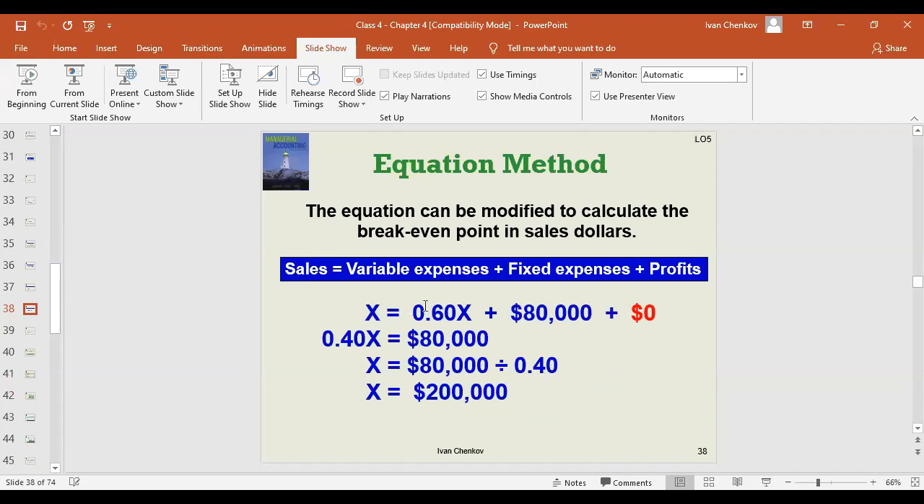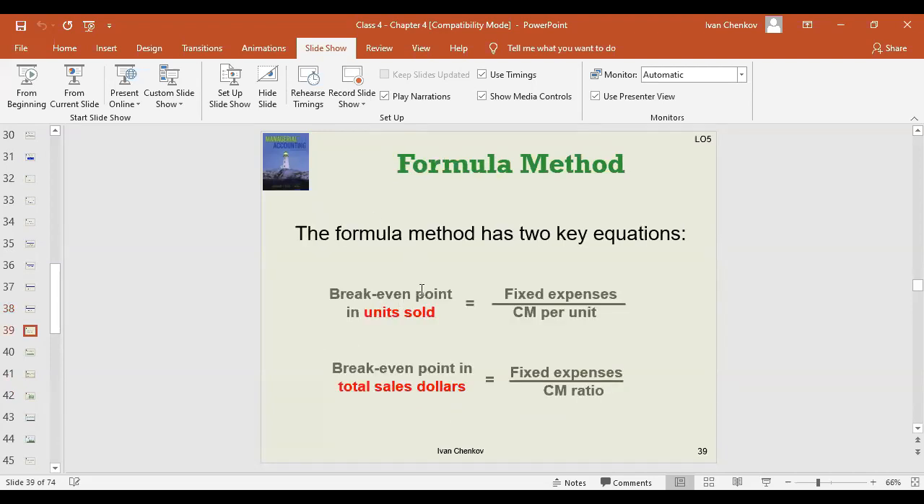Why? Because 1 minus the 0.60 variable cost ratio is going to give you 0.40, which is the contribution margin ratio. The formula method is more simple. Break-even unit sales is fixed expense divided by contribution margin per unit. Total sales is fixed expense divided by contribution margin ratio.